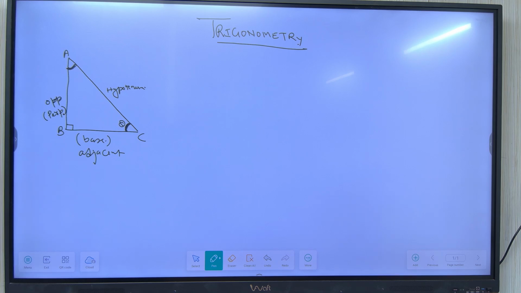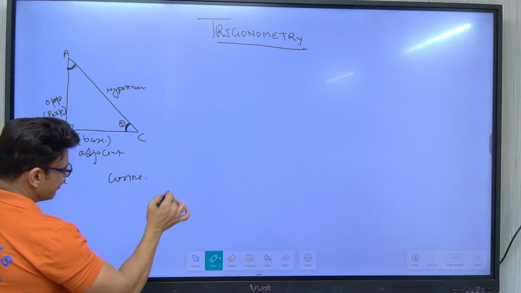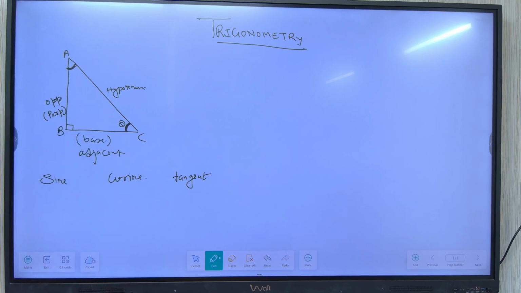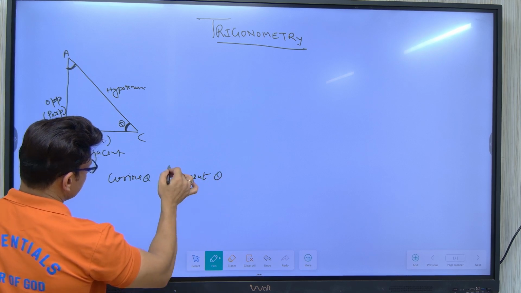Now there are 6 trigonometric ratios, basically 3, and the other 3 are reciprocal of them, right? And these trigonometric ratios are sin, जो तुमने गलत पढ़ा था 10th में, then you have cosine, and then you have tangent. Short forms are sin, cos, and tan. Remember this? What is sine theta, what is cosine theta, what is tangent theta?